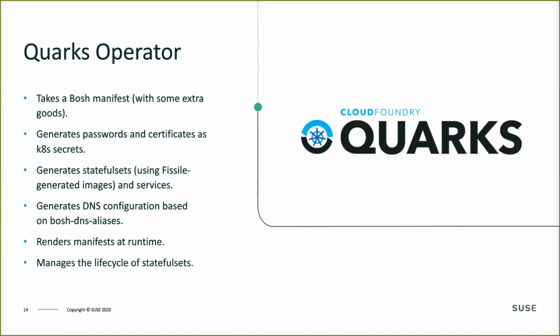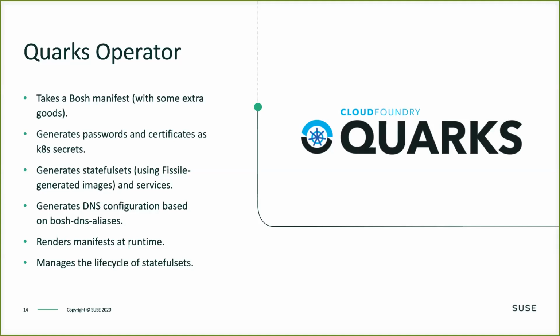Quarks operator, as Troy mentioned, KubeCF doesn't exist without Quarks operator. This is a very important piece to make KubeCF work. It was called CF operator before, and it takes a BOSH manifest with some extra goods that allow things like passing Kubernetes-specific parameters. Then it generates the passwords and certificates and creates them as Kubernetes secrets. It generates the stateful sets and services. Like Ben mentioned in his presentation, we don't want to be creating and maintaining 500, 1,000 lines of Kubernetes manifests manually.